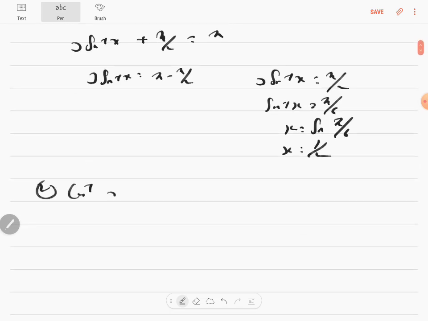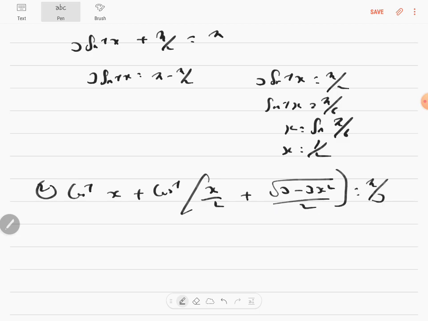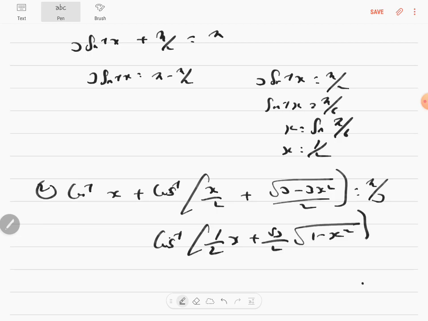Cos inverse of x plus cos inverse of x by 2 plus root of 3 minus 3x square by 2 is equal to pi by 3. So can you see that there is a cos inverse here? If you can replace this as cos theta, cos inverse of cos can get cancelled. How do you do that? You have to write this as cos inverse of 1 by 2 into x plus root 3 by 2 into root of 1 minus x square.